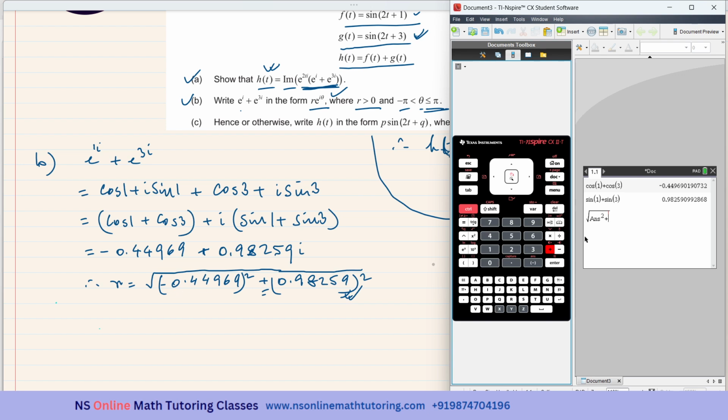So I can put a bracket and then I go up and it is control C, and I come down, control V, come out of the bracket and square. Okay, and enter.